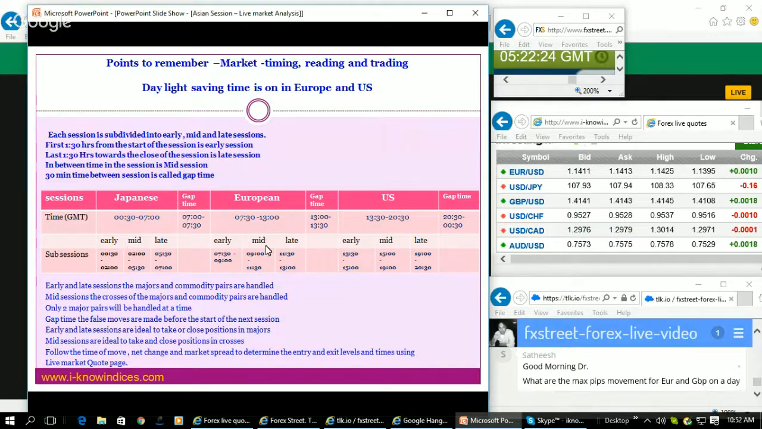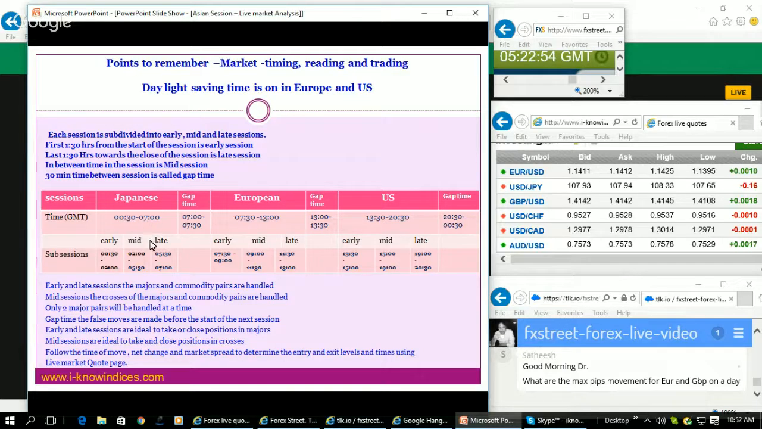Because once you use the GMT time, you will be able to track the market 24 hours. And then you will be able to really understand how they are making the swing and slide, swing and rise, all those things. Early and late sessions, they handle the majors, and mid sessions, they handle the crosses. You will be able to visibly see how they are suddenly changing their act from time to time. Exactly by the close of the early session, they will start handling the crosses.